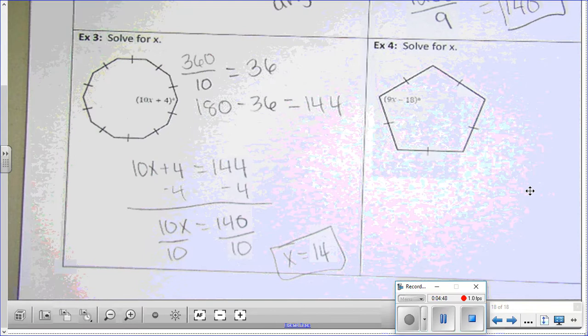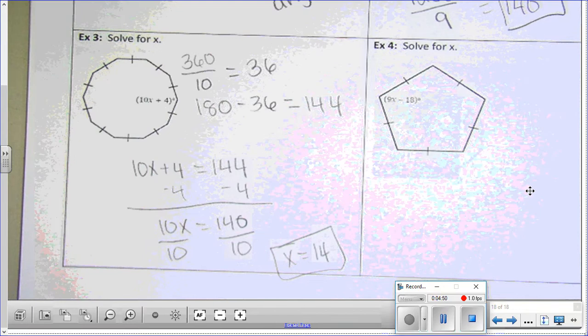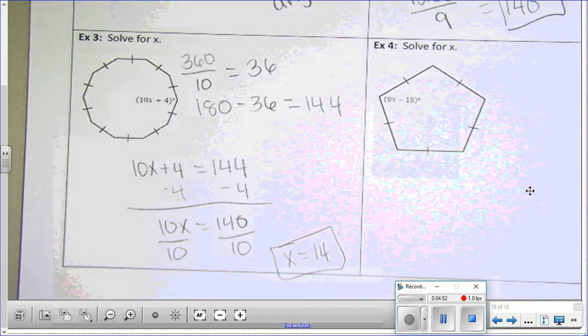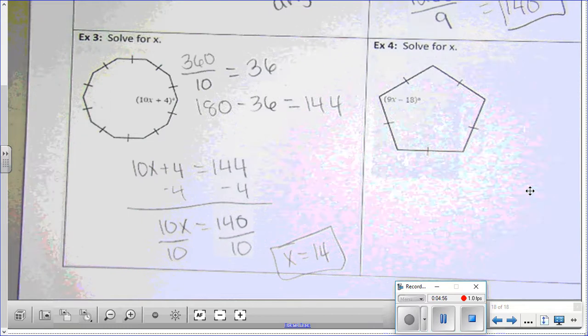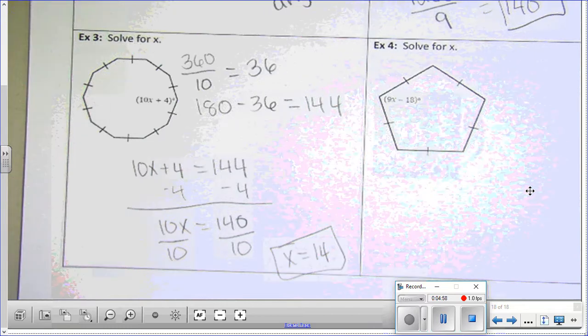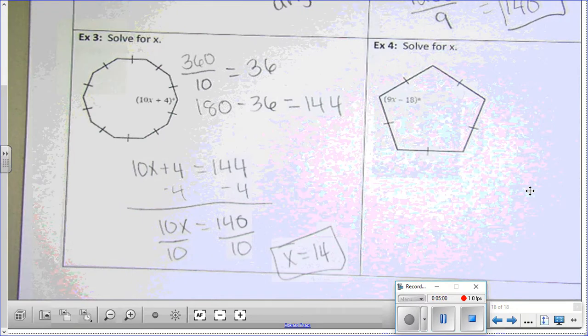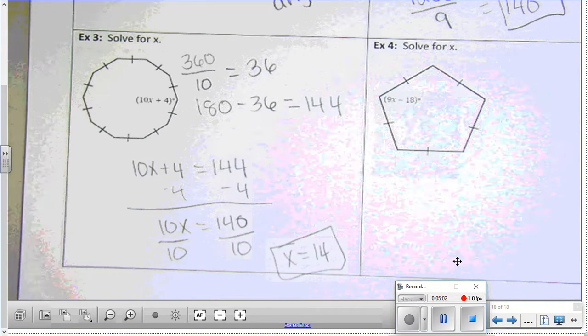You could also do this the other way. Figure out what the interior has to add up to be, find the one angle, and then go that route as well. Alright, so take a second. You try to do example 4, which is very similar to example 3. So take a second and you do that.